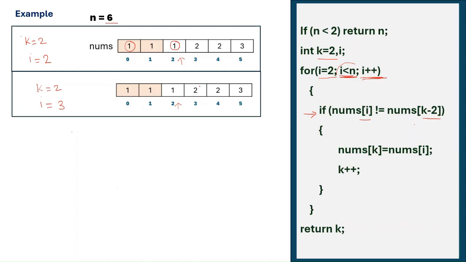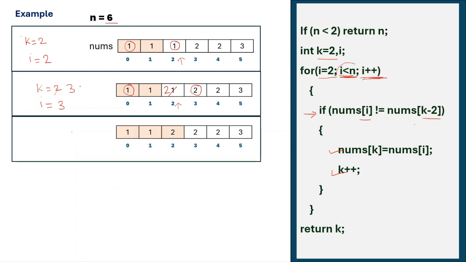So I is 3. Number at index 3 is 2, k is 2, k minus 2, that is number at index 0. So 1 and 2 not equal. If numbers are different, it means this is a valid number. This number has appeared less than 2 times. So we will store the number at k position. So number at I position will be stored at kth position. So 2 will be stored here, and then we increase k by 1. So new value of k is 3.